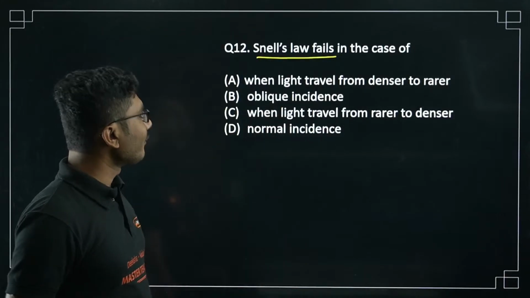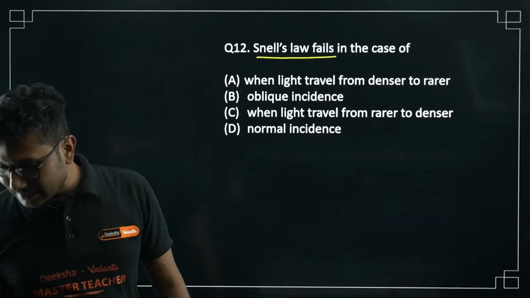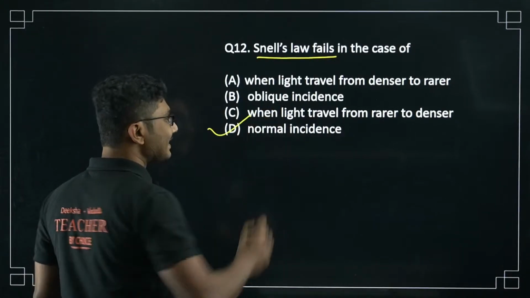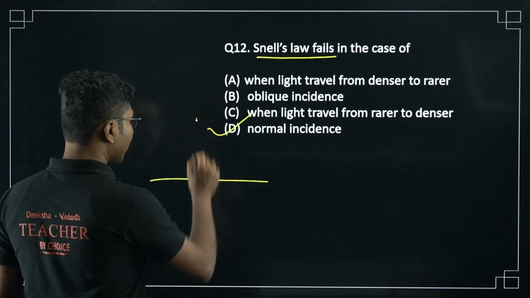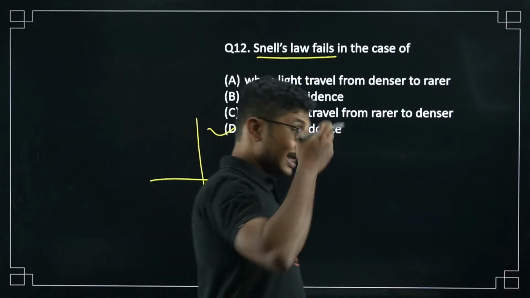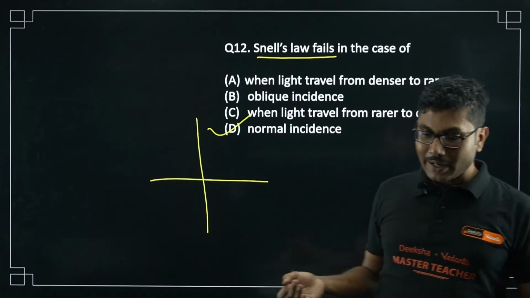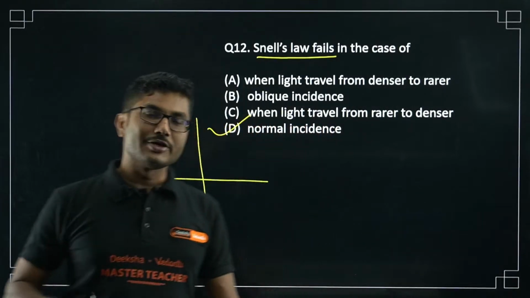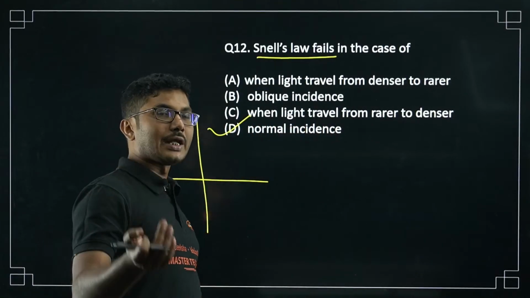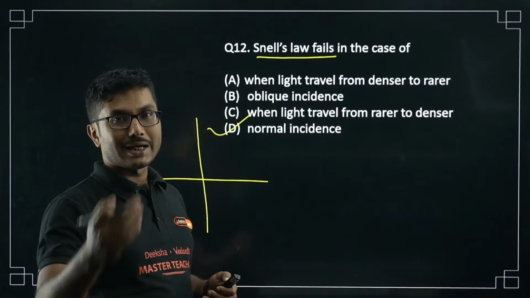Now, Snell's law fails in case of, most of you have answered it correctly, option D, normal incidence. When the light ray falls normally, sin 0 is 0, so it does not matter what the refractive index is, sin r is also 0. So in that case Snell's law cannot give you the correct value.